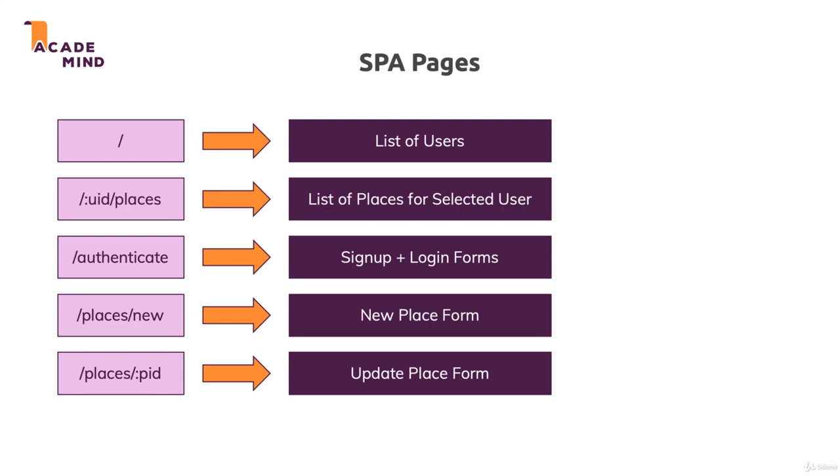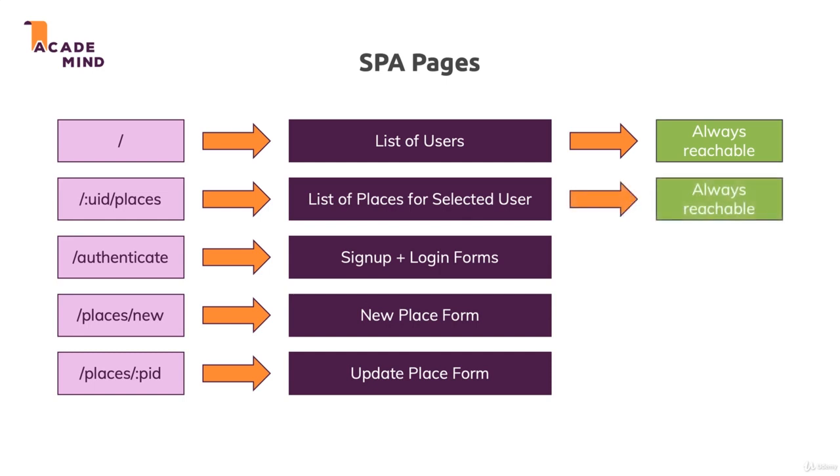Now, on the front end, not all pages are visible all the time. The list of users is always reachable, and so is the list of places for a selected user. These are always reachable no matter if we, the visitor of this page, are logged in or not. The only difference is that when we're viewing the list of places, when we're not logged in, or if we are logged in but we didn't create the places we're looking at, we'll not see the edit and delete buttons. We'll only see those if we are logged in and we're the creator of a given place.